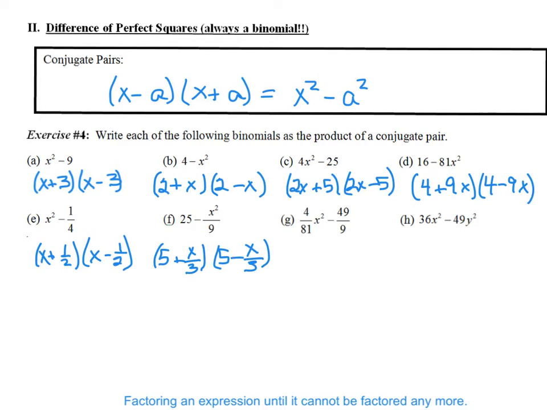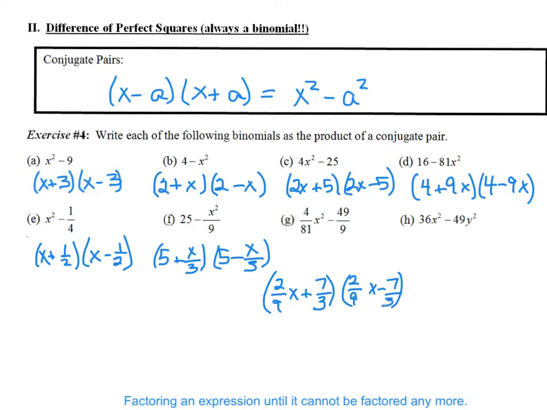For part G, again I've got two perfect squares, so I'm going to factor them into the sum and the difference of their square roots. 4 over 81 is 2/9, but because that's in front of the x squared, I've got to say 2/9 x in both parentheses. For the negative 49 over 9, again that's a perfect square, so I'm going to make one of them plus 7/3 and the other one minus 7/3.